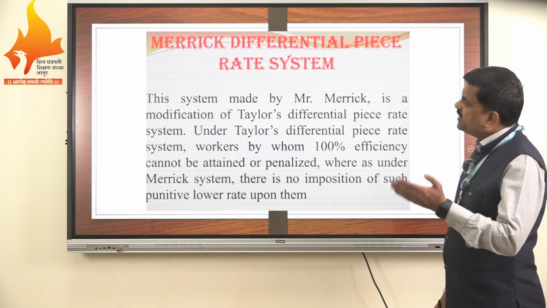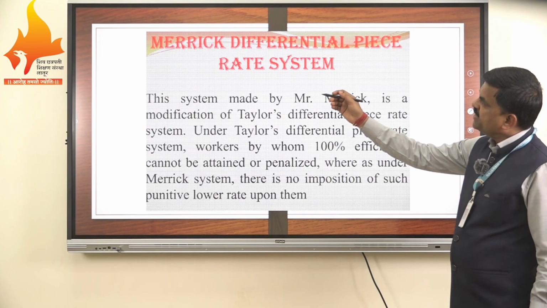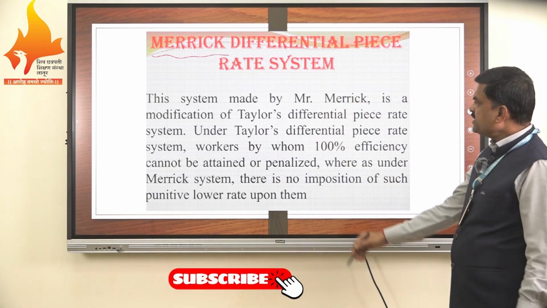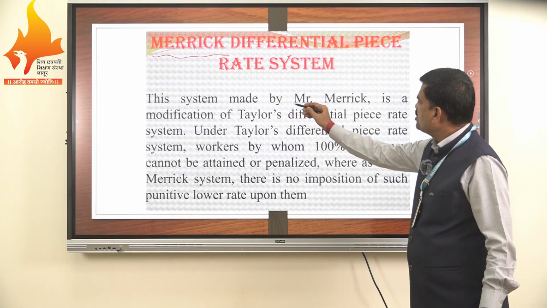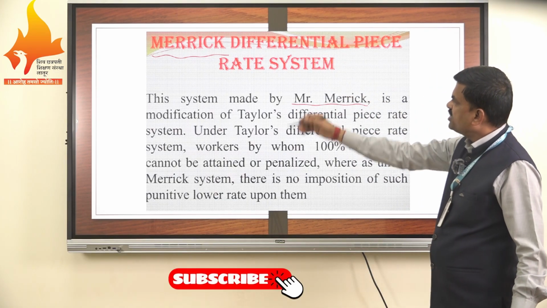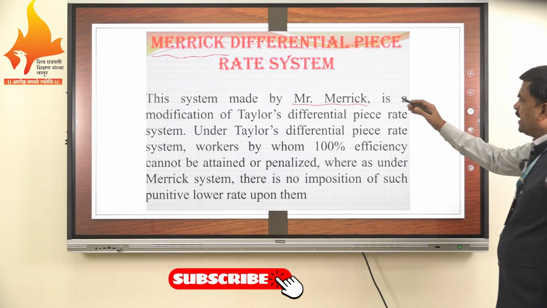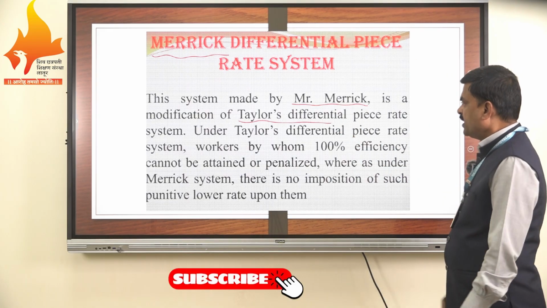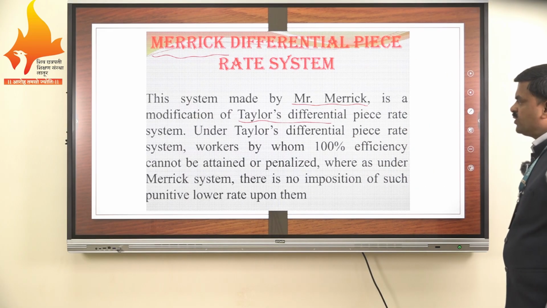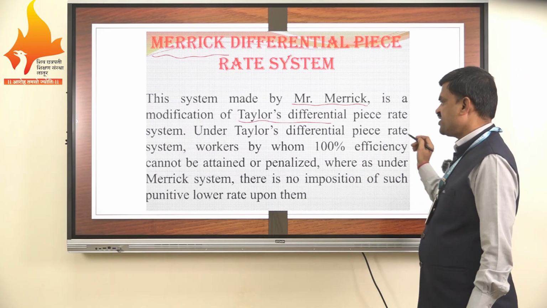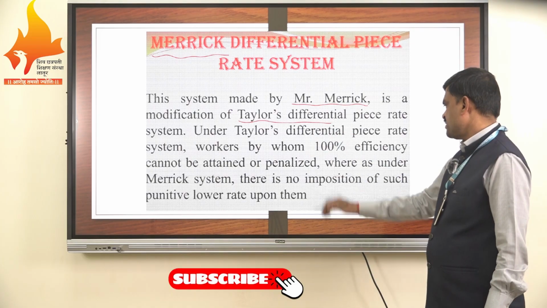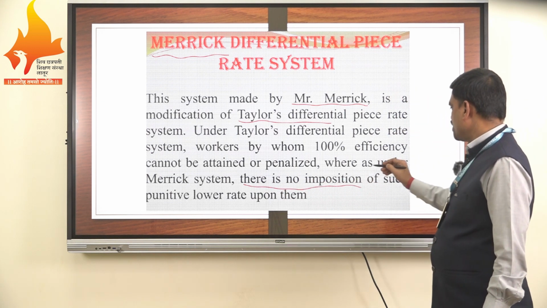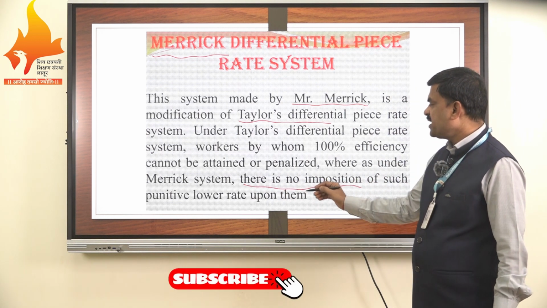Now let's look at the next differential piece rate system. It is Merrick's differential piece rate system. This plan was made by Mr. Merrick, so his name is given to the system. It is a modification of Taylor's differential piece rate system. Under Taylor's system, workers who could not attain 100% efficiency were penalized, whereas under Merrick's system, there is no imposition of such a punitive or lower rate upon them.